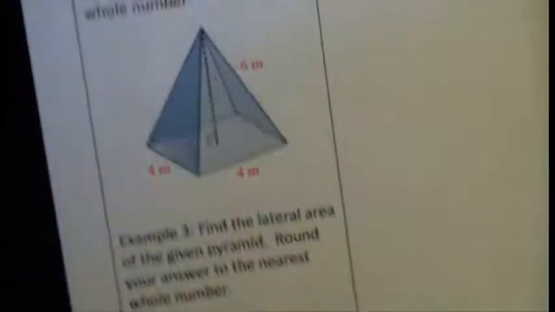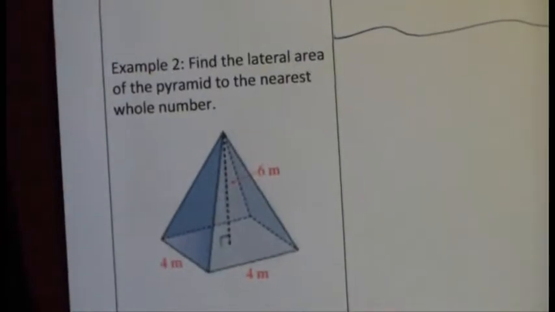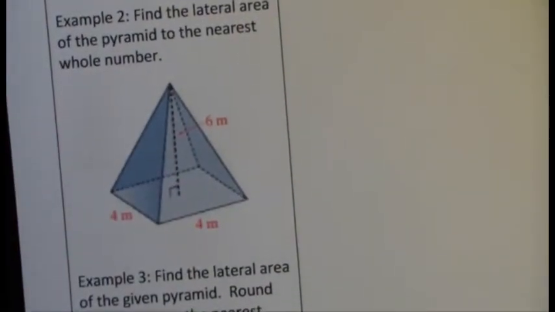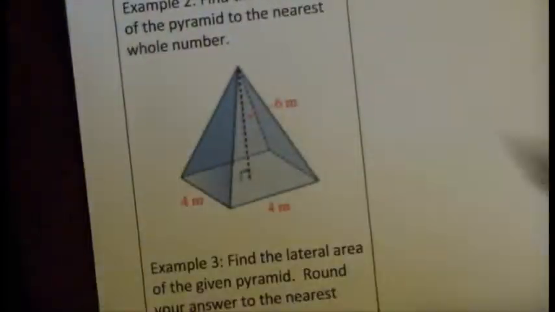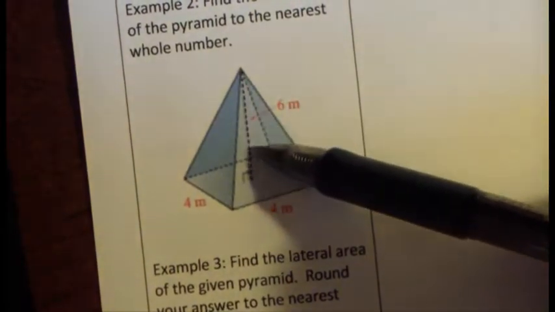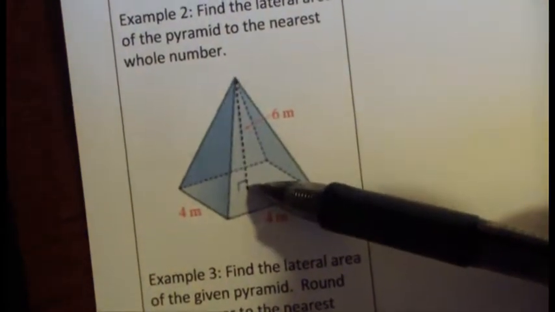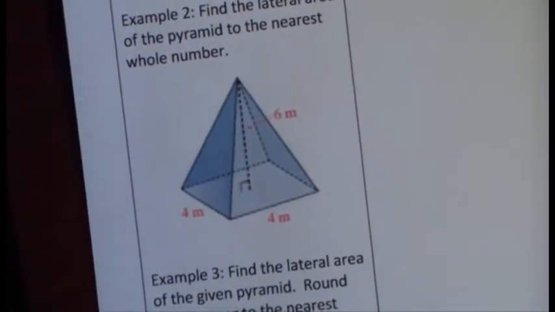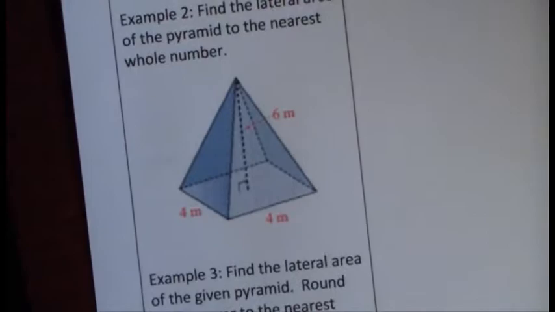Alright. Example 2. Find the lateral area of the pyramid to the nearest whole number. Okay, so the thing with this one is that in our picture, we're given the altitude of our pyramid. We are not given the slant height. So we're going to have to figure out our slant height. But that's not going to be too difficult to do.